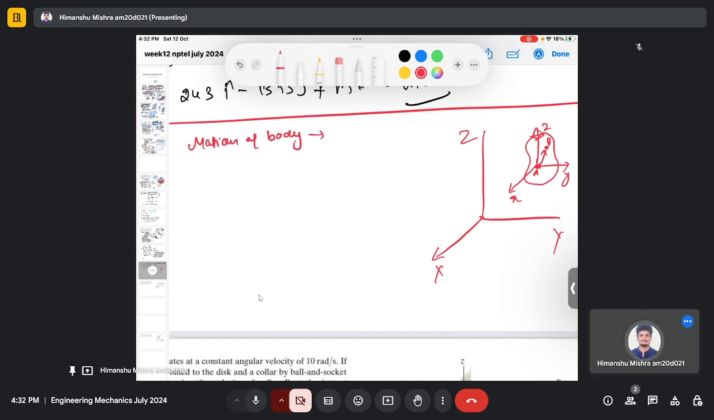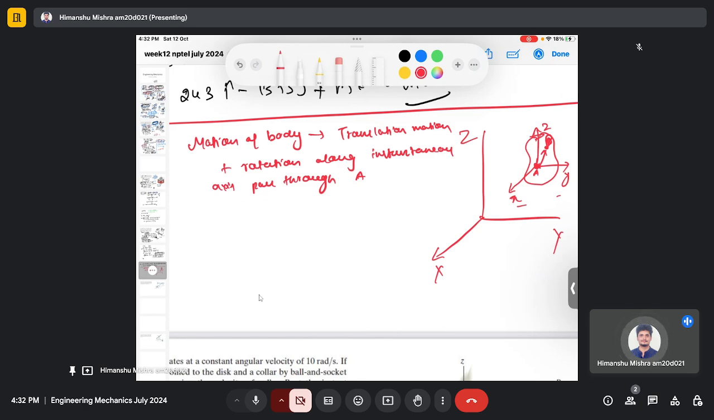Can be given as the translation motion plus rotation along the instantaneous axis passing through A here, because this moving coordinate system x, y, z has the origin at point A and it is rotating along the axis which is passing through A, right?